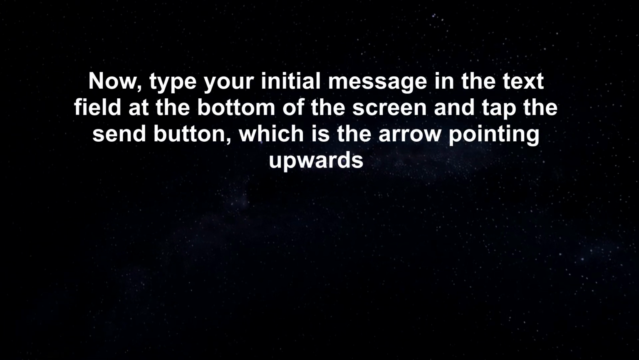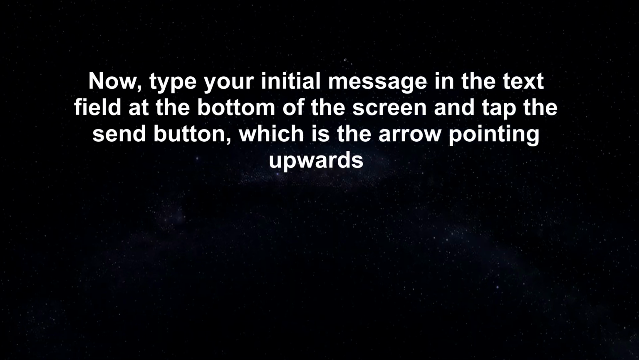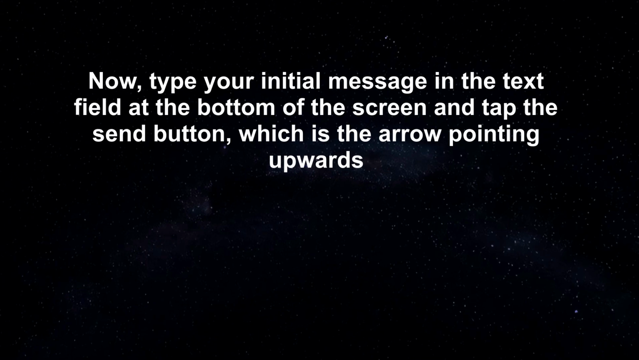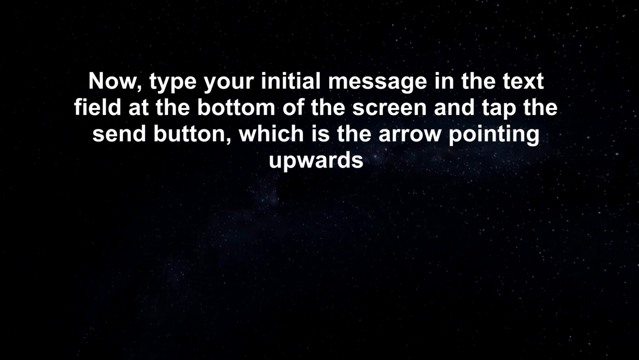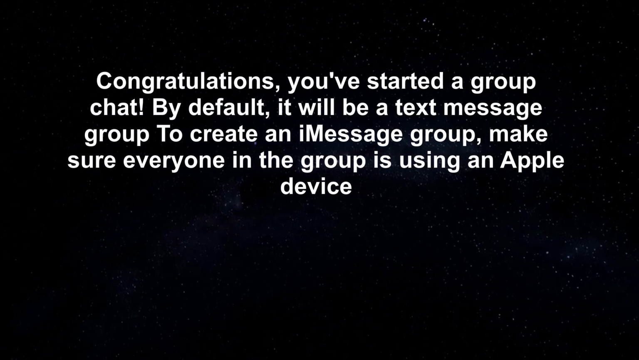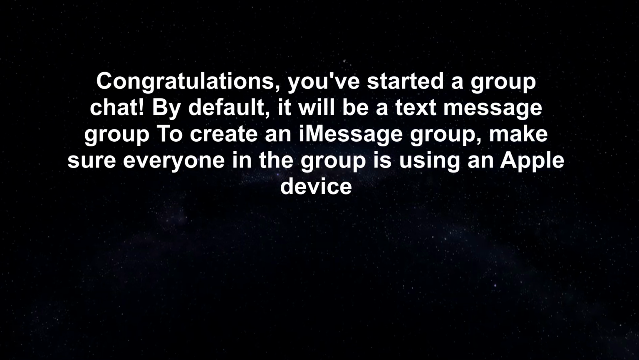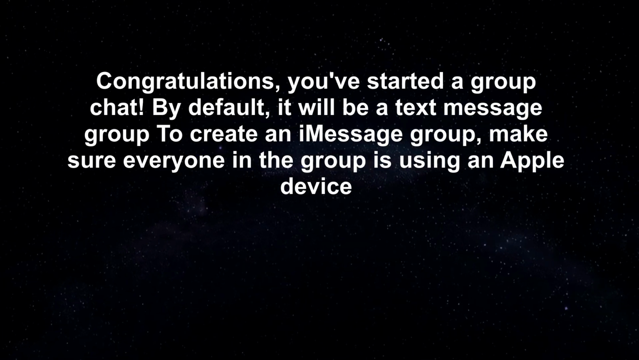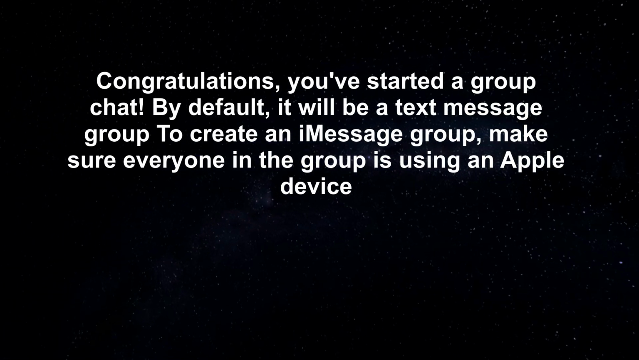Now type your initial message in the text field at the bottom of the screen and tap the Send button, which is the arrow pointing upwards. Congratulations! You've started a group chat. By default, it will be a text message group. To create an iMessage group, make sure everyone in the group is using an Apple device.